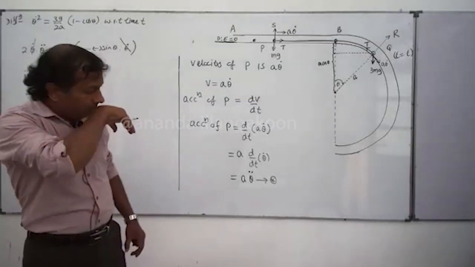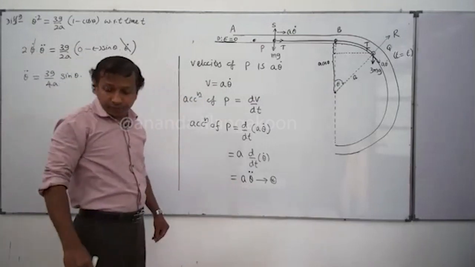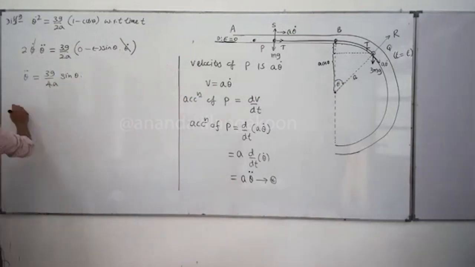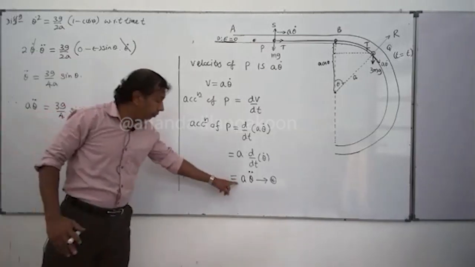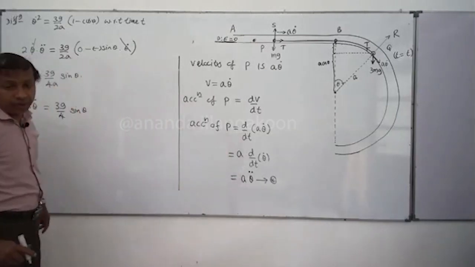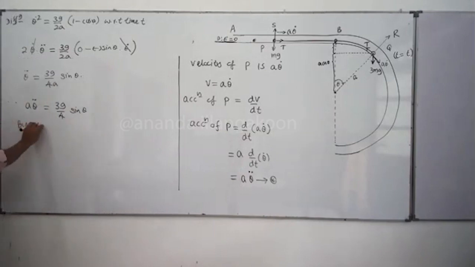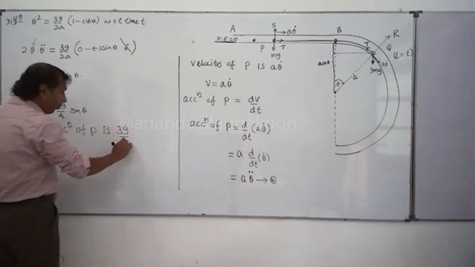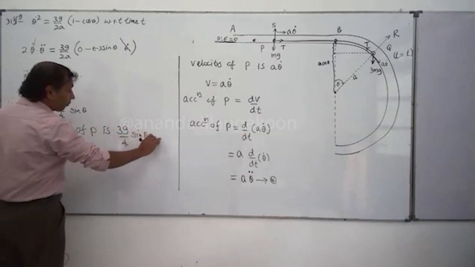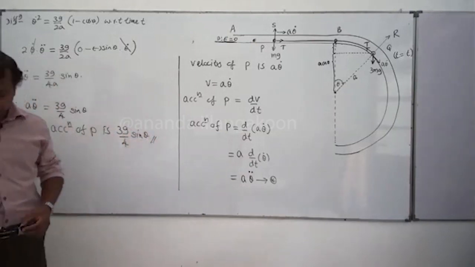But the acceleration of P is given by what, people? a theta double dot. Therefore, bringing this a to this side, we get 3g divided by 4 sine theta. a theta double dot is the acceleration of P. Then from star, the acceleration of P is 3g by 4 sine theta.